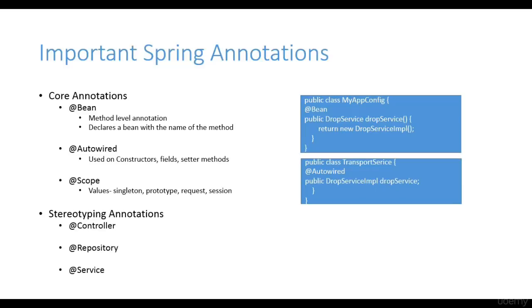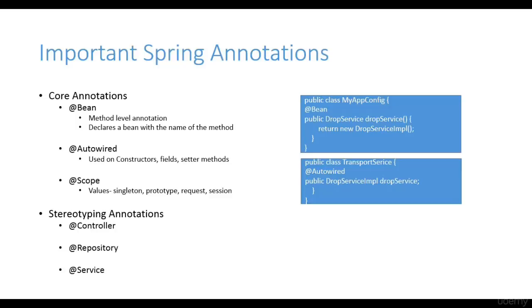There is also @Scope annotation which specifies the scope of a bean. Possible values for scope annotation are singleton or prototype or request or session or some custom type. Singleton is the default scope for a bean in Spring. We will cover @Scope annotation in more detail a little while later.